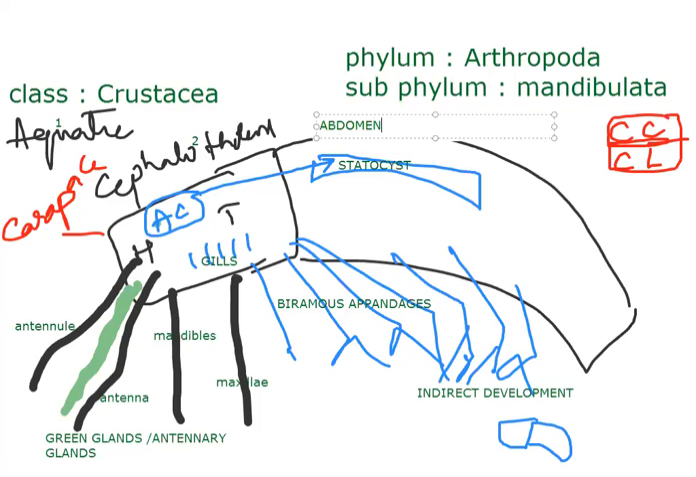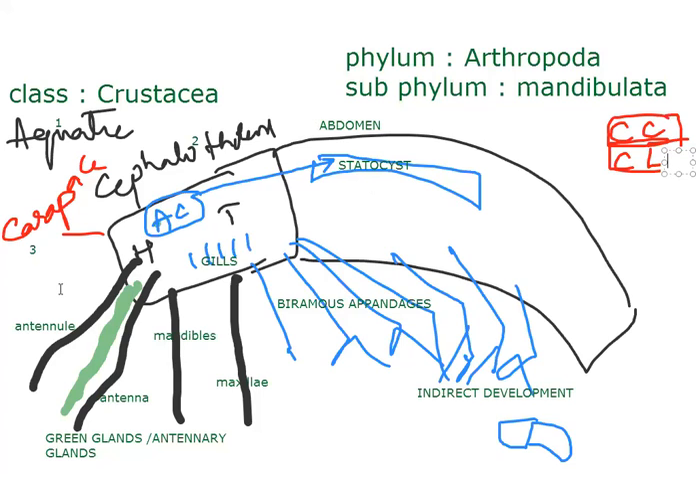Body is divisible into cephalothorax and abdomen. So that is second point number two. Next, number three, body is covered by carapace. In some, the exoskeleton is hardened by calcium carbonate, like crabs and lobsters.